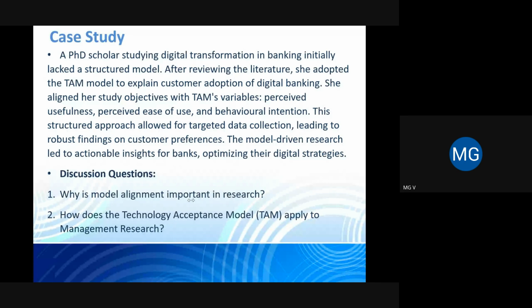Right. So basically, it ensures the word I'm looking for begins with L. L for logic. Yes, it is logic. So it ensures logical consistency, guiding hypothesis formulation and data analysis. How does the technology acceptance model apply to management research?